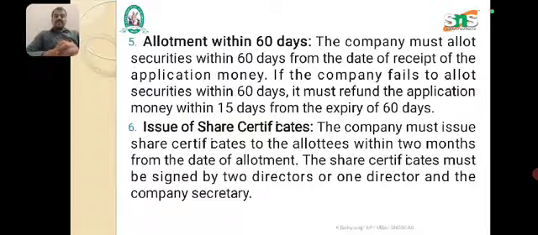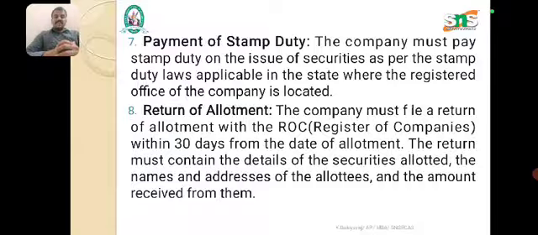Procedure number 6, issue of the share certificates. Finally, the company must issue the share certificates to all the allottees within 2 months from the date of the allotment. The share certificate must be signed by 2 directors, or by 1 director and the company secretary. So this is the issue of the share certificates. Procedure number 7, the payment of the stamp duty. The company must pay the stamp duty on the issue of the securities as per the stamp duty law applicable in the state where the registered office of the company is located.